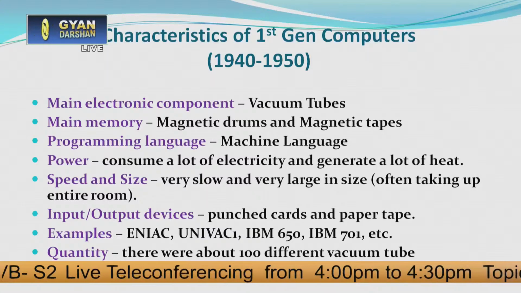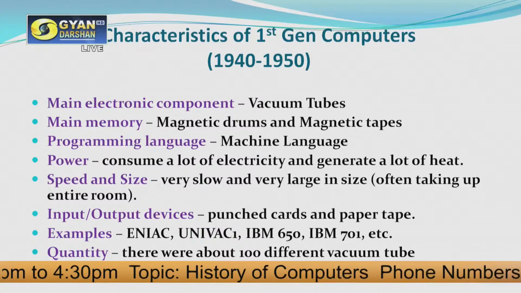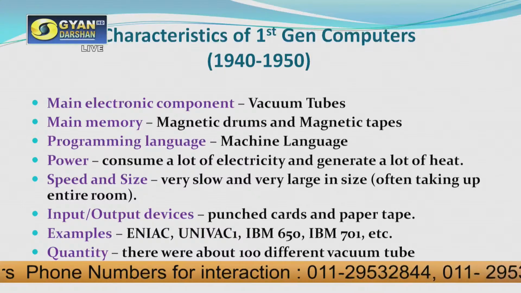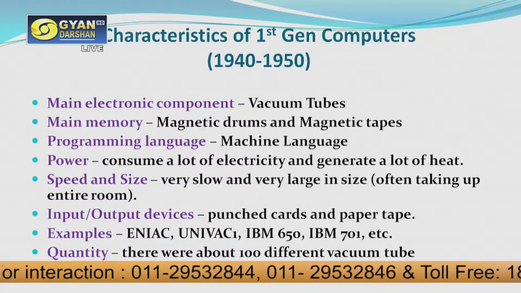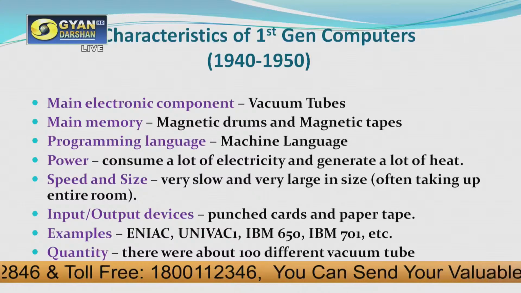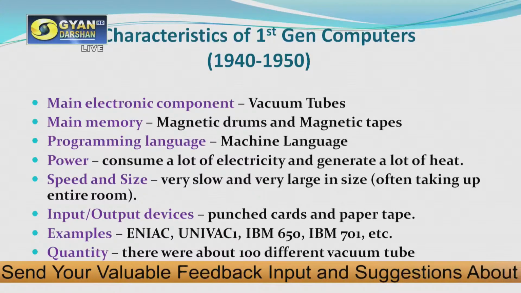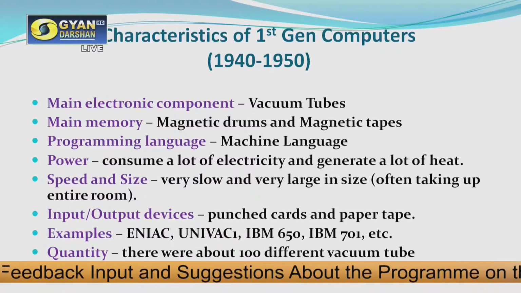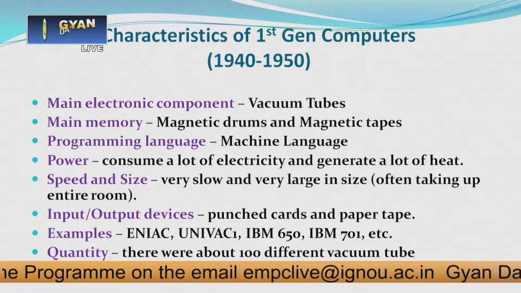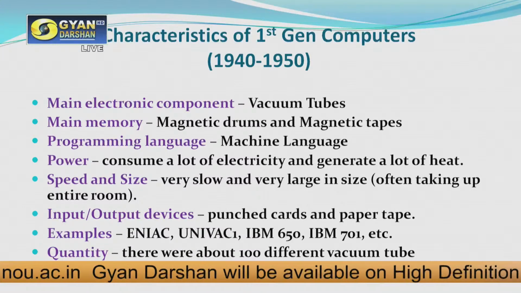As you can see, the whole systems were big, room size or even building size, generating much heat, and the speed was very, very slow, and very large in size. The input and output devices were manual, using punched cards and paper tapes. Examples you can give are the ENIAC, that is the electronic numerical integrator and computer, EDVAC, electronic discrete variable automatic computer, UNIVAC 1, universal automatic computer, IBM 650, and IBM 701. So these were the first generation computers.